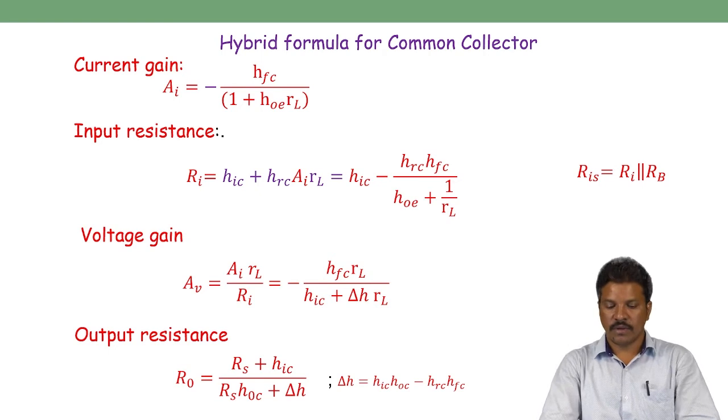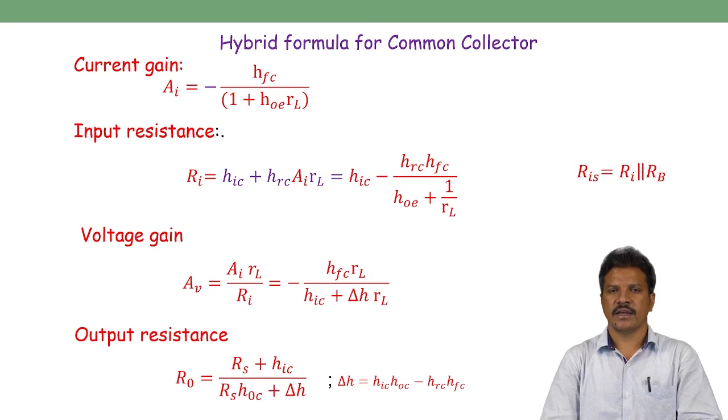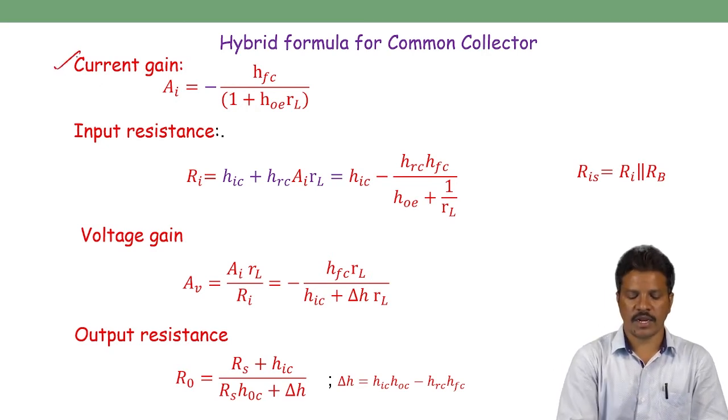Here also, we can replace the second subscript of the H parameters with a small c in the common collector configuration. So consider a common collector transistor amplifier. Find the parameters: input impedance, output impedance, current gain and voltage gain of the common collector amplifier. Consider the hybrid equivalent circuit and then find the current gain.